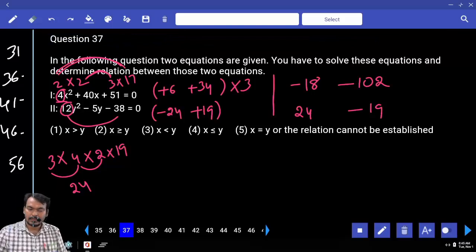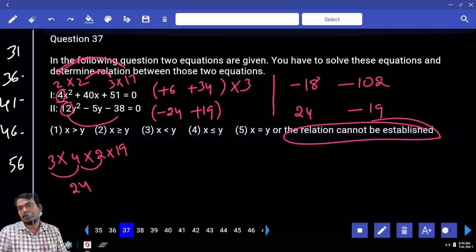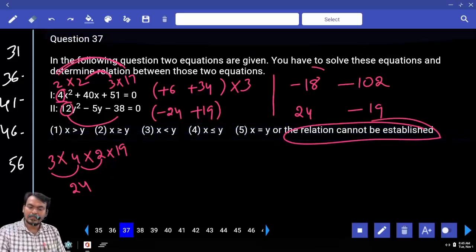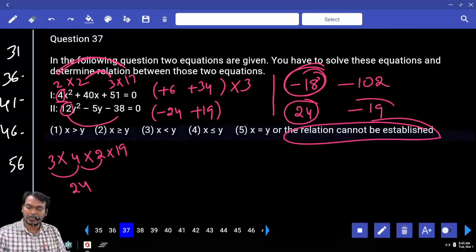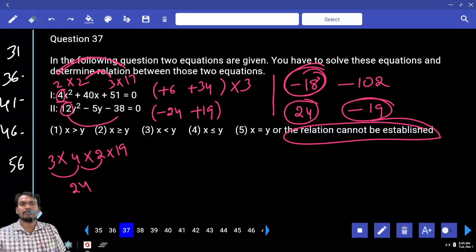Okay. First x values compared to 24, less or greater? Less. But minus 18 compared to minus 19, greater or not? Opposite symbols or same symbols? Opposite symbols. Then the relation cannot be established. Minus 18 compared to 24 is lesser, but minus 18 compared to minus 19 is greater, or not? Next question number 38.